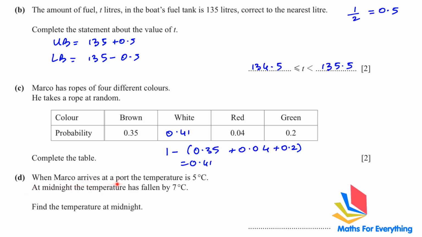Next, when Marco arrives at a port, the temperature is 5 degrees centigrade. At midnight, the temperature has fallen by 7 degrees centigrade. Find the temperature at midnight. Drawing a number line is the easiest thing in questions like that. 5 degrees is here and it falls by 7 degrees. So it moves 5 degrees here. Fallen means it moves to the left. Plus 1, 6 degrees and 7 degrees. So that is -2 Celsius.